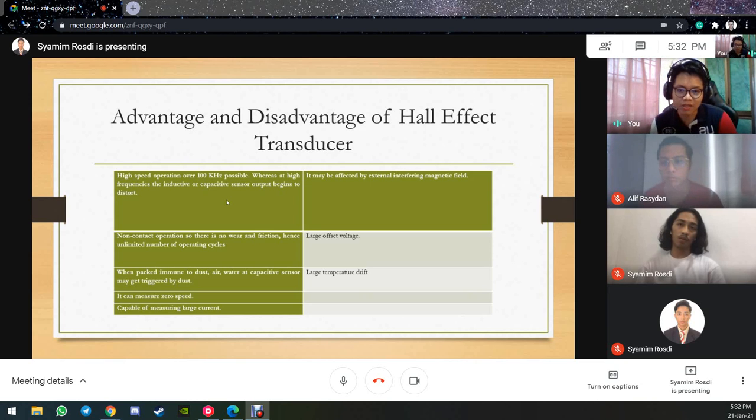The disadvantages: it may be affected by external interfering magnetic fields. It has a large offset voltage and large temperature drift.